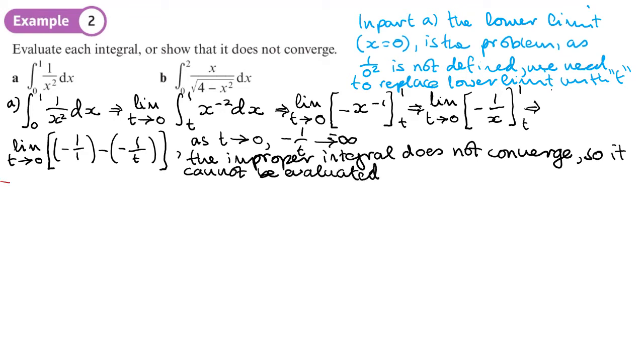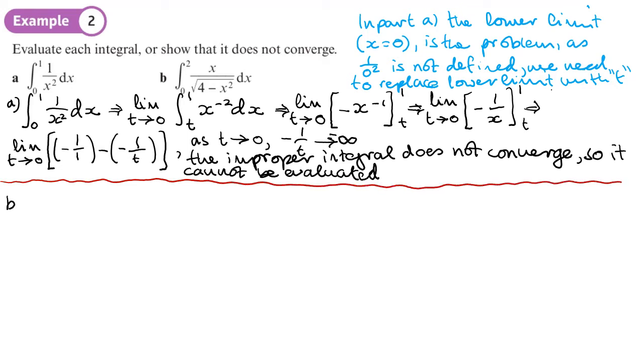Right, let's move on to part B. Let's see if this one can be evaluated or not. So we're integrating between 0 and 2, and it's x over square root of 4 minus x squared dx. Now we need to have a think about what the problem limit is going to be. Now if I have a look, I don't want to divide by 0, and there's going to be a problem if I put the number 2 here, which is the upper limit. So let me just write that down before we move on.